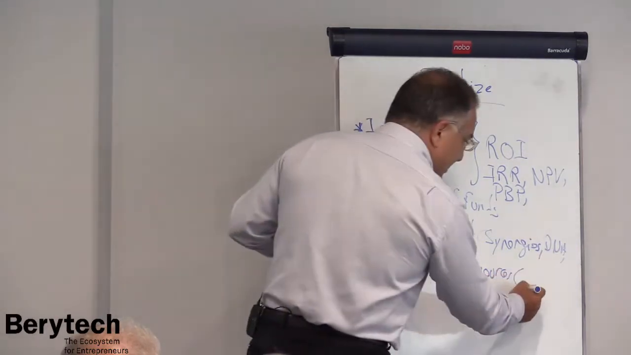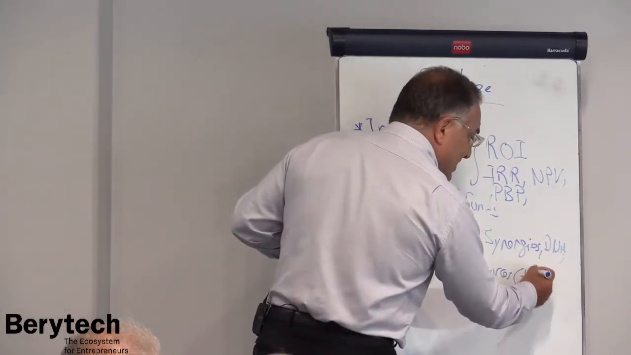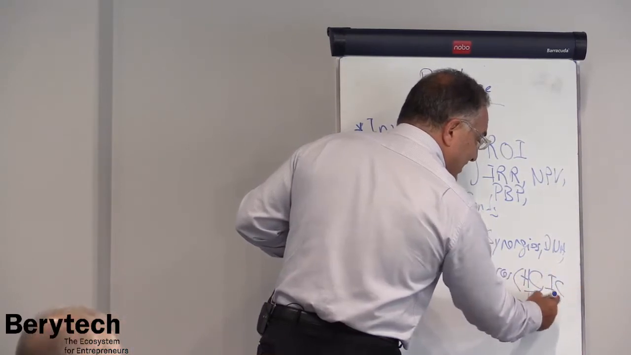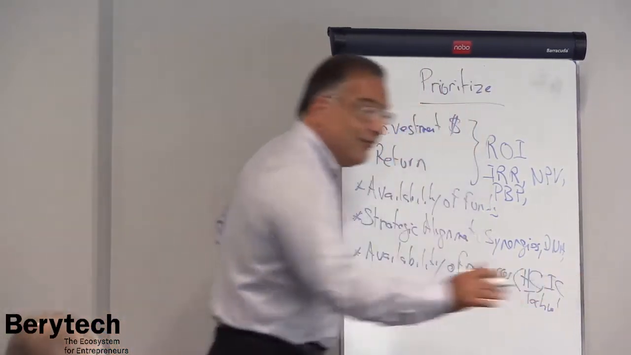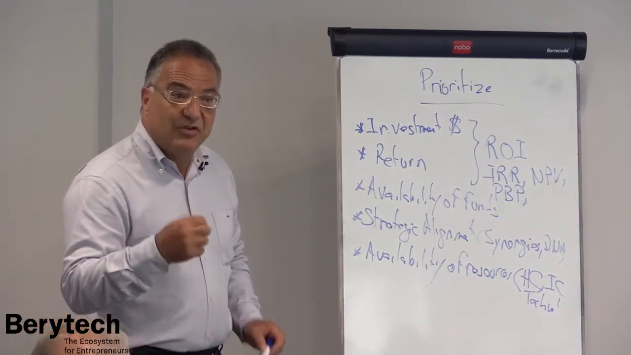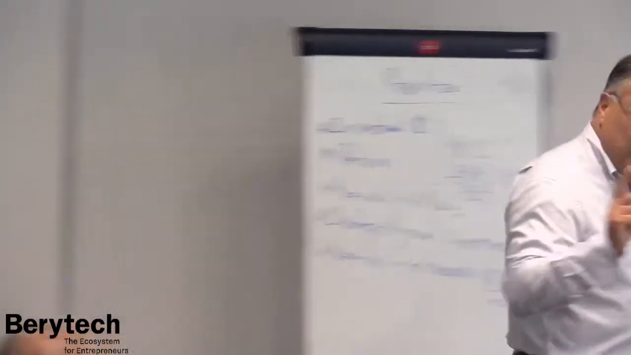Okay, so this could be everything. It could be human capital. It could be intellectual capital, it could be technology. So you have different types of resources that you need to do the job. Do you have them? Is this something that you could master? If you don't, it's important to address it.